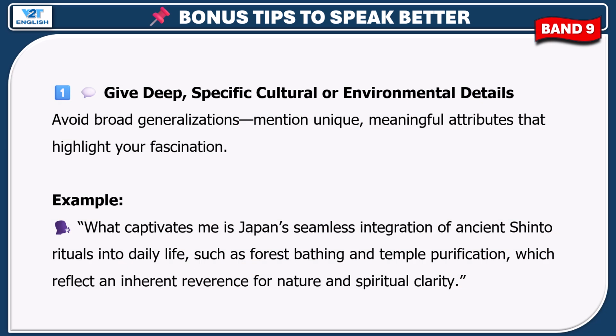Bonus tips to speak better. 1. Give deep, specific cultural or environmental details. Avoid broad generalizations. Mention unique, meaningful attributes that highlight your fascination. Example: what captivates me is Japan's seamless integration of ancient Shinto rituals into daily life, such as forest bathing and temple purification, which reflect an inherent reverence for nature and spiritual clarity.